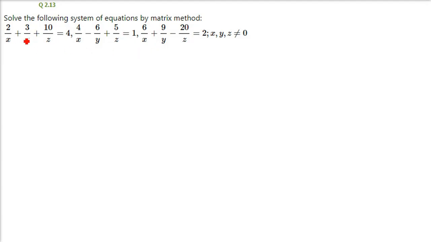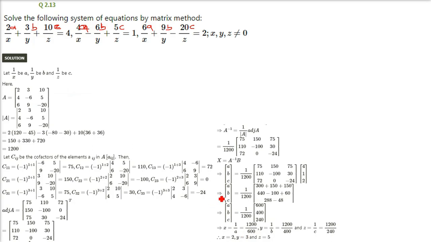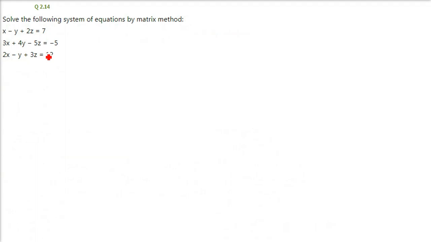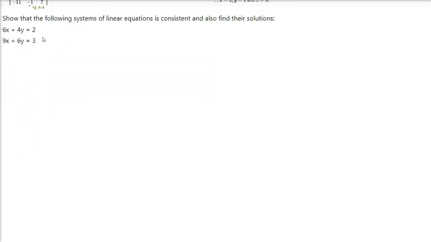1 by x, assume it to be any letter. A, B, C: you can take 1 by x as A, 1 by y as B, and 1 by z as C. So this 2a plus 3b plus 10c, 4a plus 6b plus 5c, 6a plus 9b minus 20c. This will be your 3 equations, and then you can form the matrix and then compute the final values by reciprocating it. Same thing here.